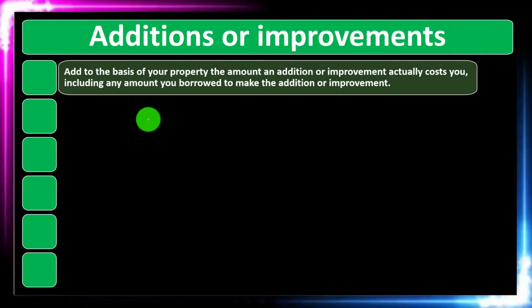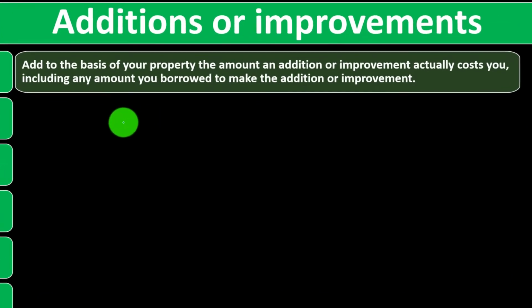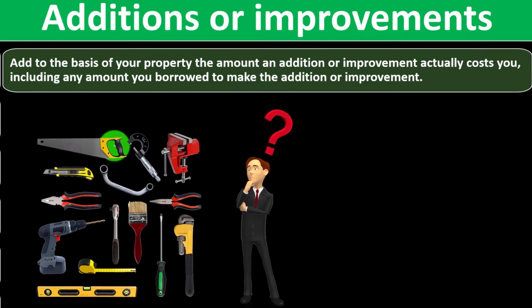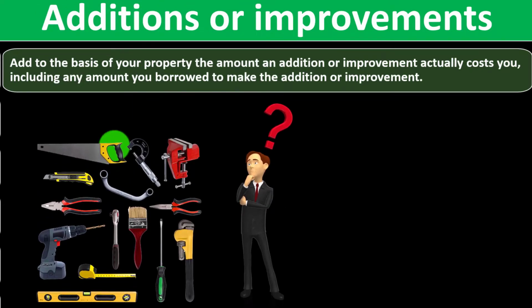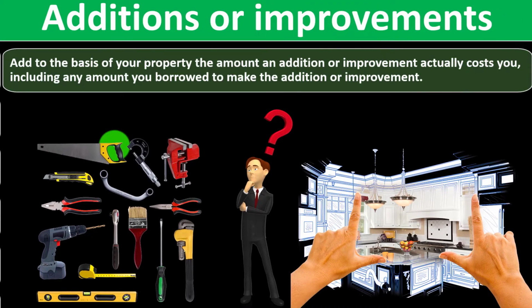So we're continuing on with our discussion now, talking about additions or improvements. Add to the basis of your property the amount an addition or improvement actually costs you, including amounts you borrowed to make the addition or improvement. So when we have additions to the property, we're going to have the question, is it a repair? Is it something I can expense possibly at this point in time? Or is it an improvement? And if it's an improvement, then we're going to have to basically capitalize it.